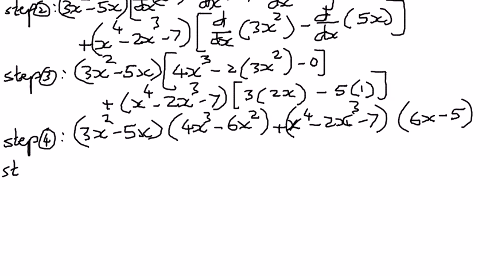In step number 5, we're going to do that process, simplification process. So we have 3x to the power of 2 times 4x to the power of 4, x to the power of 3. So let me rewrite this.